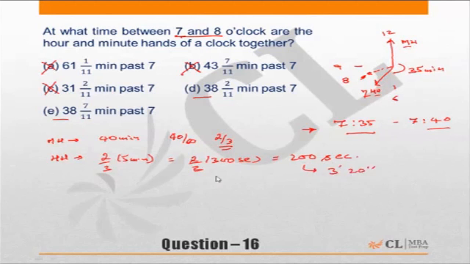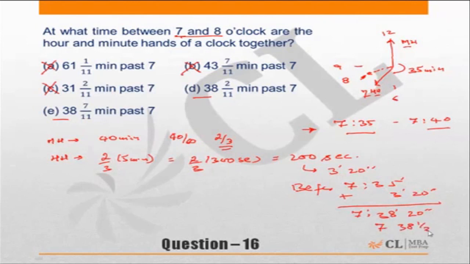So I can also say the point of meeting will be before 7:35 plus 3 minutes and 20 seconds. Or they will meet before 7 o'clock 38 minutes and 20 seconds, which is nothing but 7:38 1 by 3. So they have to meet before 7:38 1 by 3.